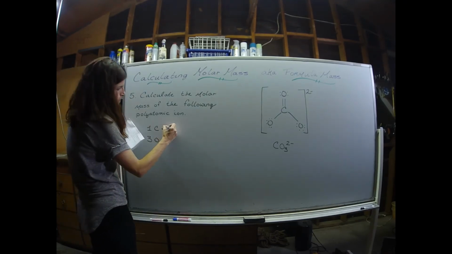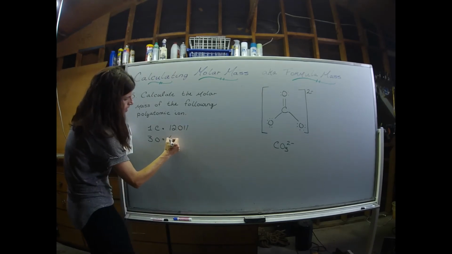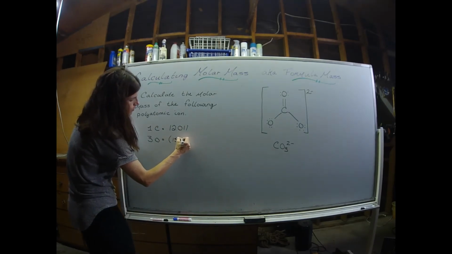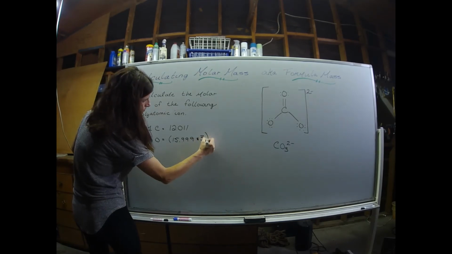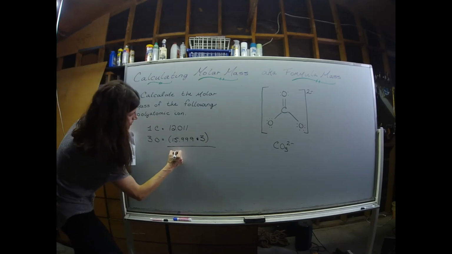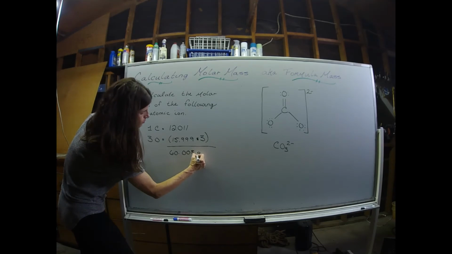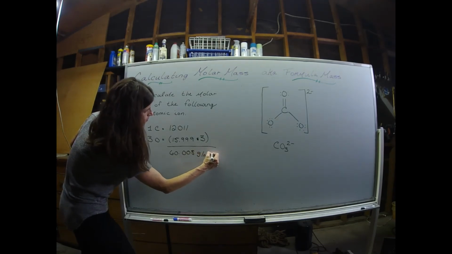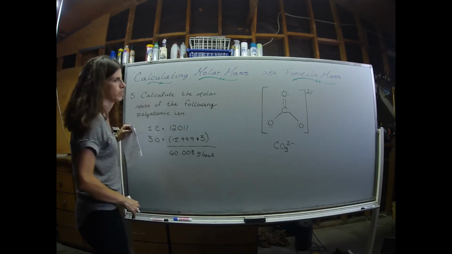So we're going to grab the mass of carbon, 12.011, and we have 3 oxygens. So I'm going to do 15.999 times 3. Add that up and I get 60.008 grams per mole. Both values have 3 decimal places and my final value has 3 decimal places.